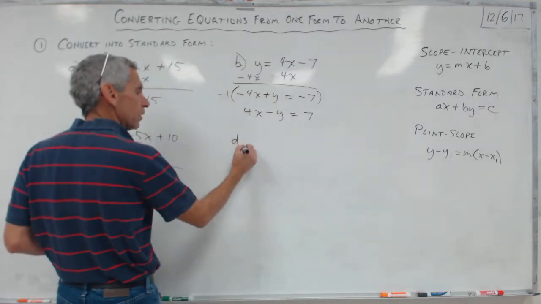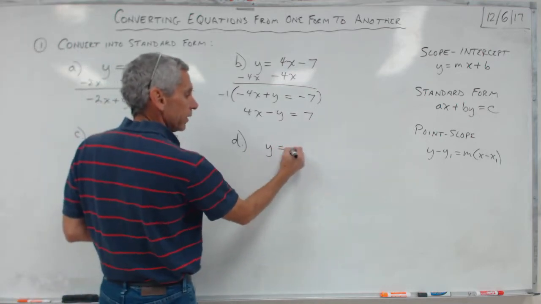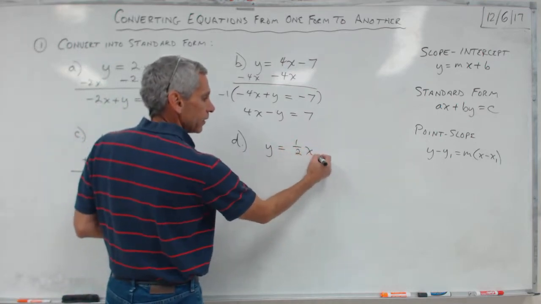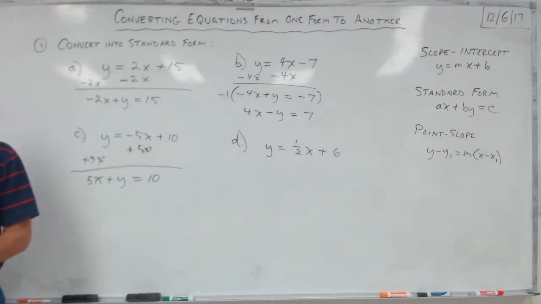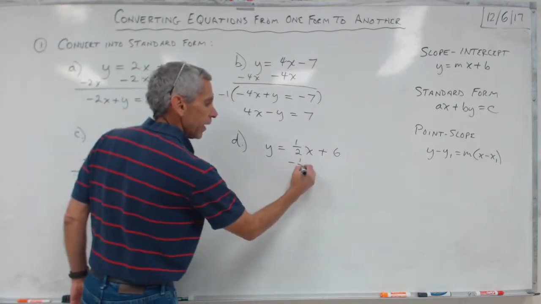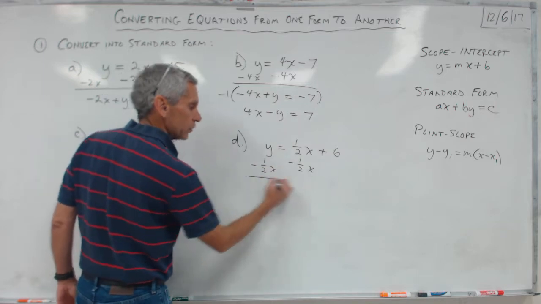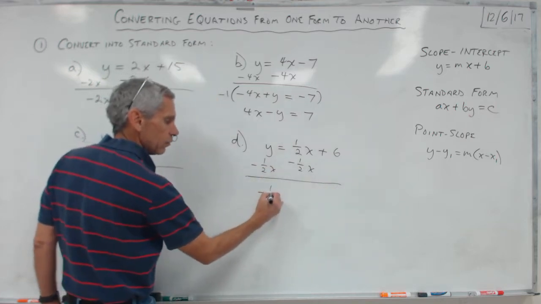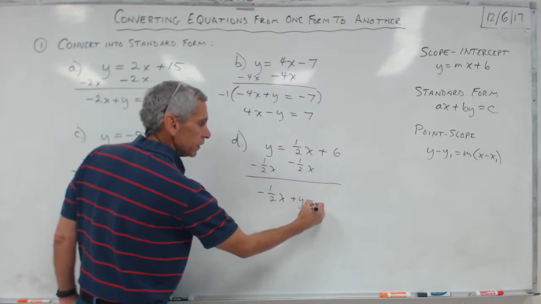Now we're going to make it a little harder. So pay attention. What if I gave you this? y is equal to 1/2 x plus 6. All right, what would I do? Jan, what would you do? Still just subtract 1/2 x from both sides. And that gives me negative 1/2 x plus y is equal to 6.